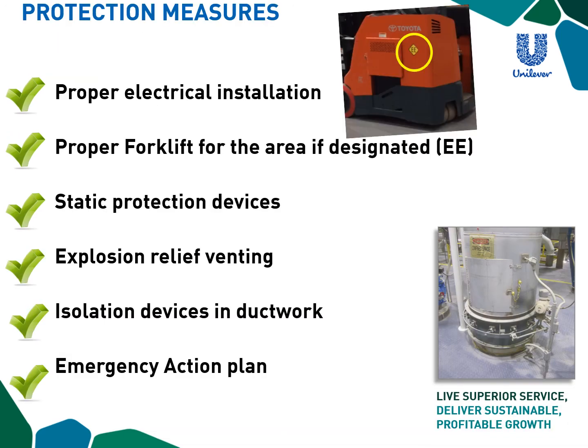In addition to controlling the amount of dust found in the plant, we have a number of protective measures in place as well. These include proper electrical installations and insulation to make sure that electric sources don't present as an ignition source for combustible dust. We also use proper EE-rated forklifts in areas that have a high density of dust. We have static protection devices, explosion relief venting, and isolation devices in the ductwork that would transfer any energy from an explosion out of the plant rather than into areas where people are. And then we also have our emergency action plan.